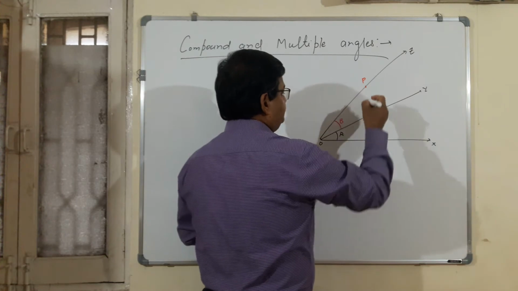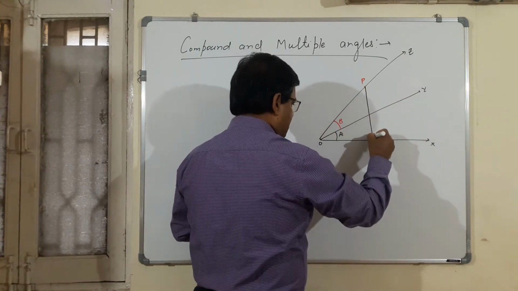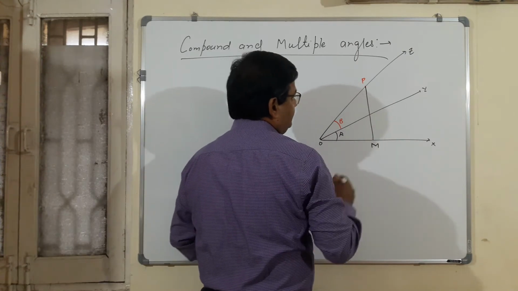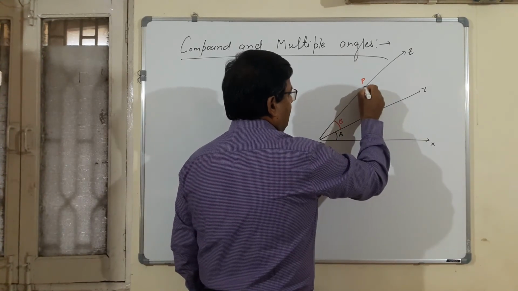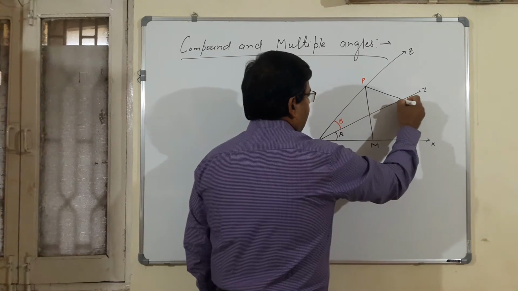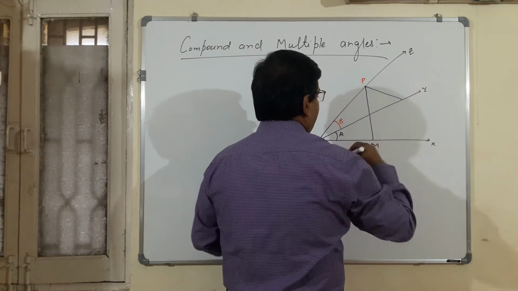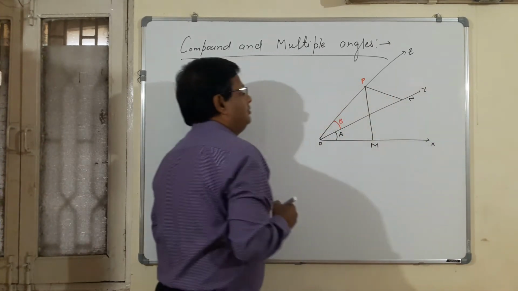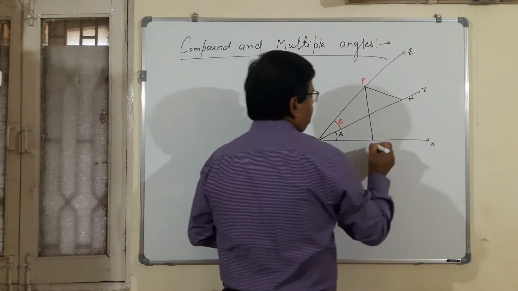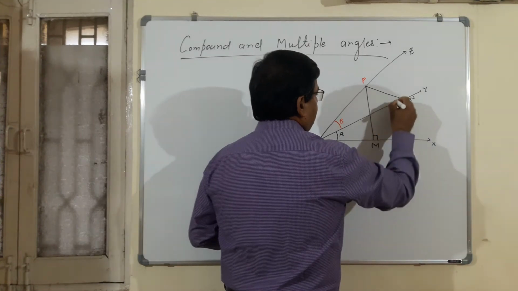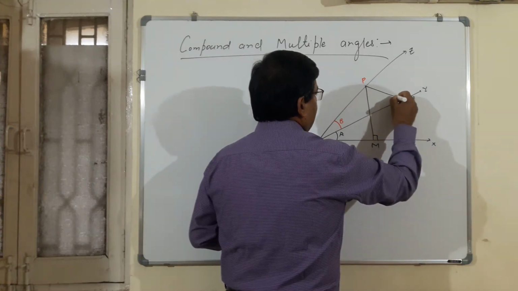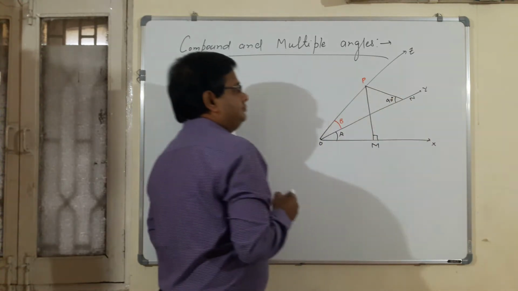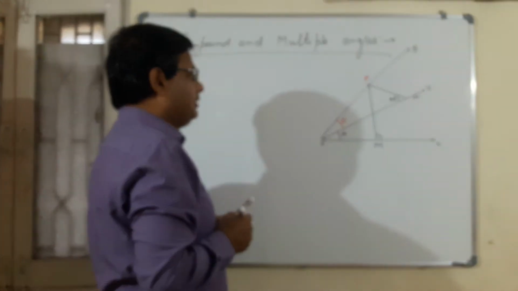Draw PM perpendicular to OX and PN perpendicular to OY. Here this angle is 90 degrees.